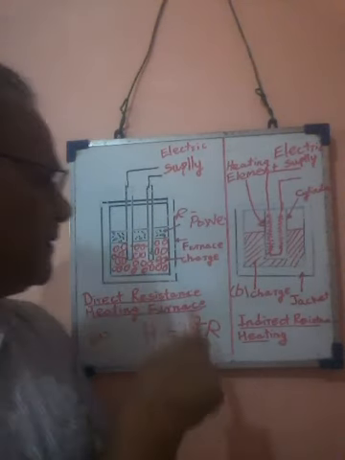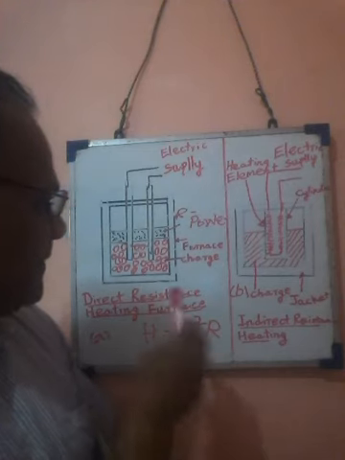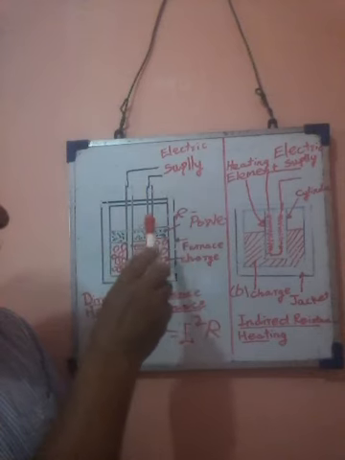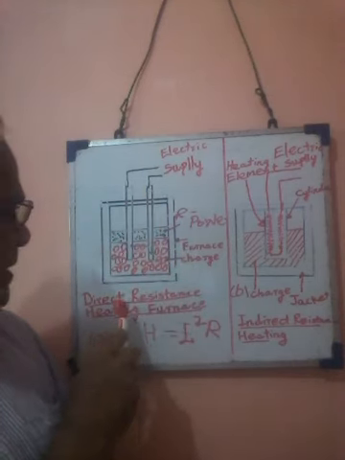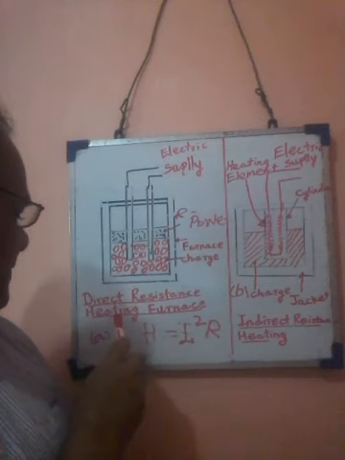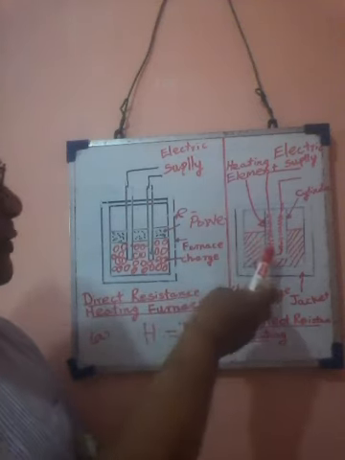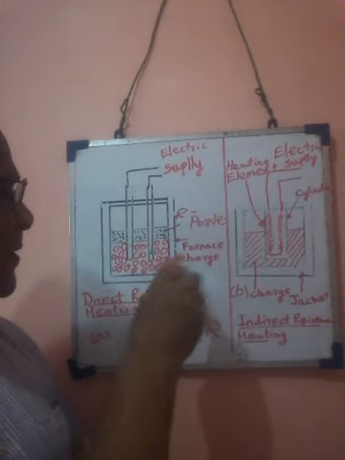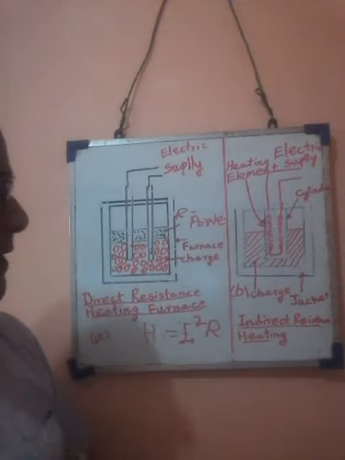Today we can summarize: we discussed two types of resistance heating, direct resistance heating and indirect resistance heating. You remember, please mention, draw and note down your notes for this one. Thank you very much.